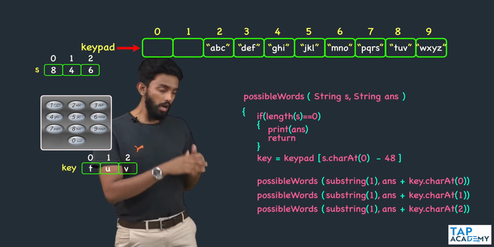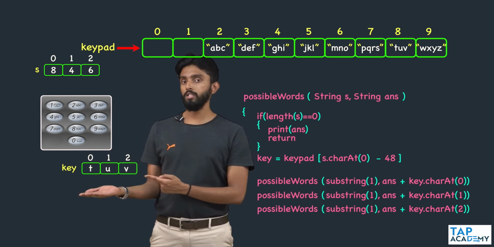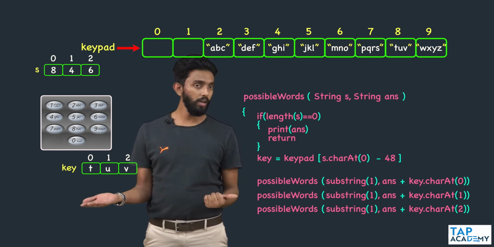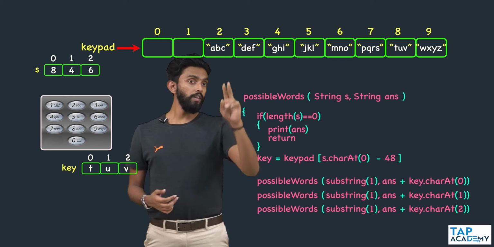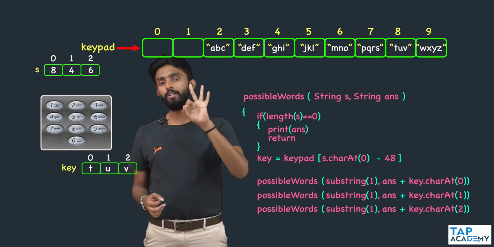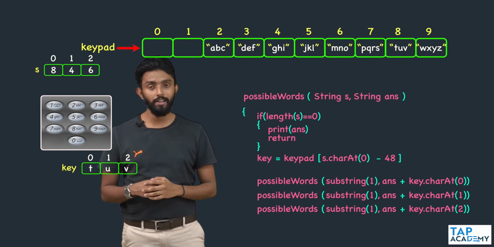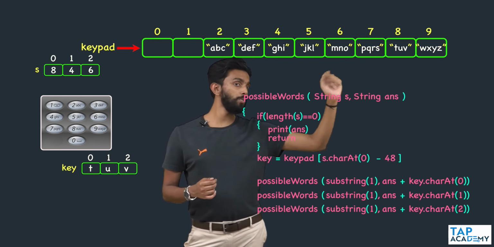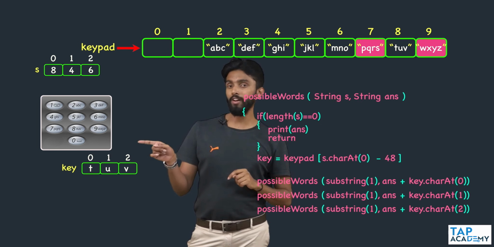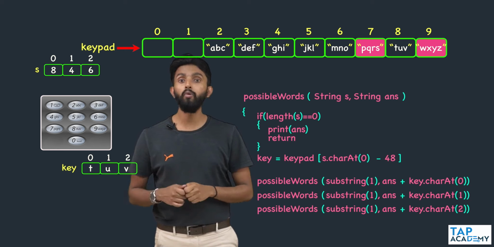Three calls. Now you must understand one thing. Look at the number of characters in key, 3 characters. Look at the number of recursive calls, 3. If each of these indexes had only 3 characters, then I could have written it like this and forgotten. But unfortunately, if you notice, there are a few indexes, especially 7 and 9. 7 and 9 on the keypad do not have 3 characters, they have 4 characters.